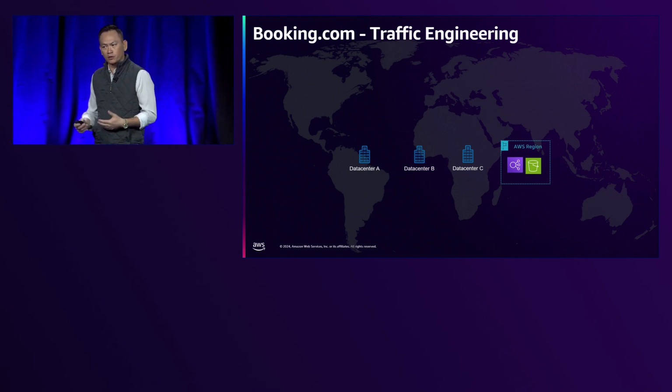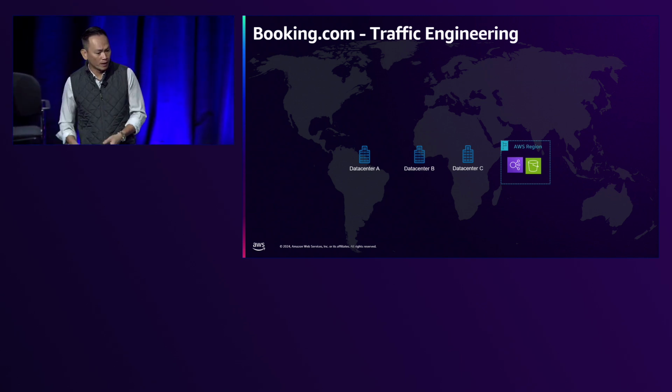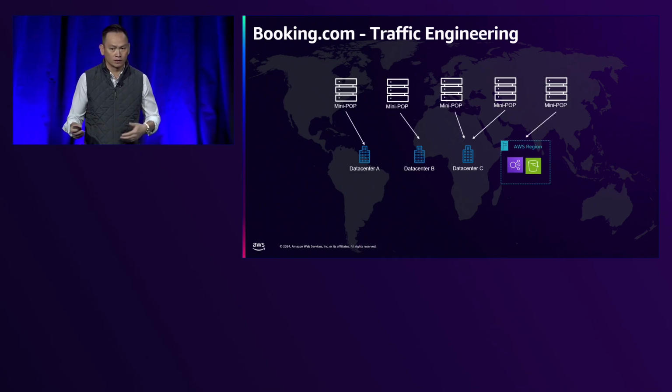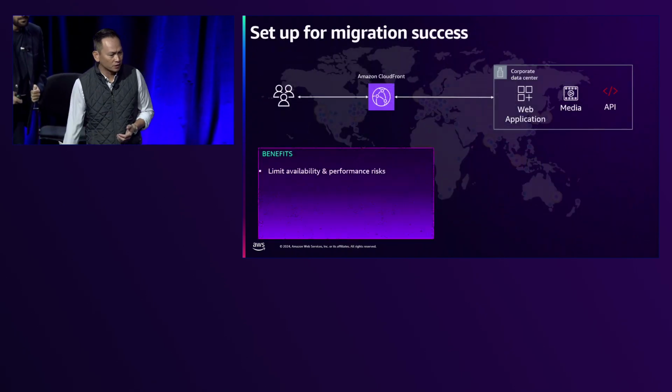They had data centers where they're hosting their applications around the world. They're also deploying their applications in the AWS cloud now. And they're deploying the mini-POPs to execute some middleware logic and route traffic across these origin servers that they had. So CloudFront actually does a lot of this right out of the box.